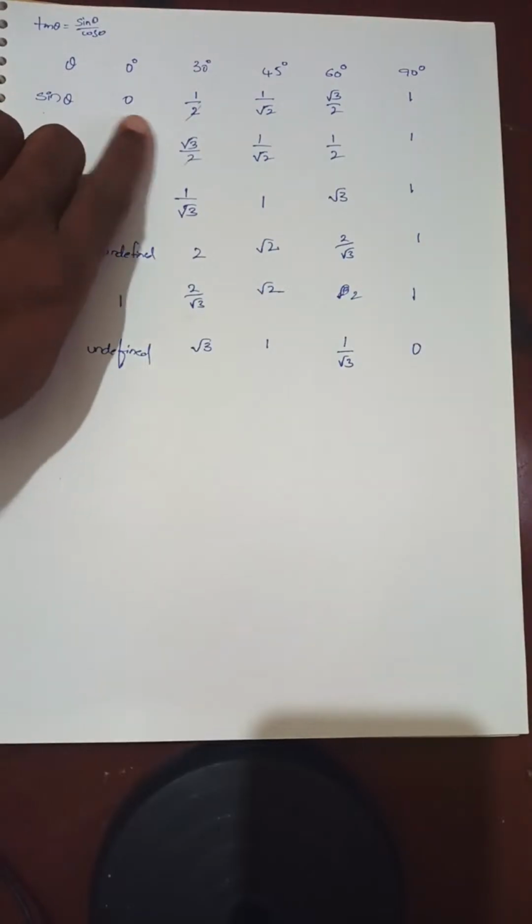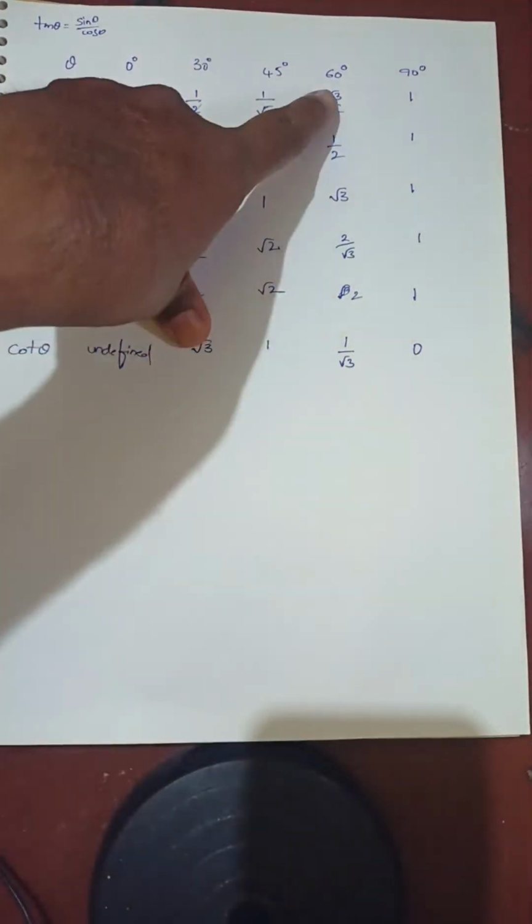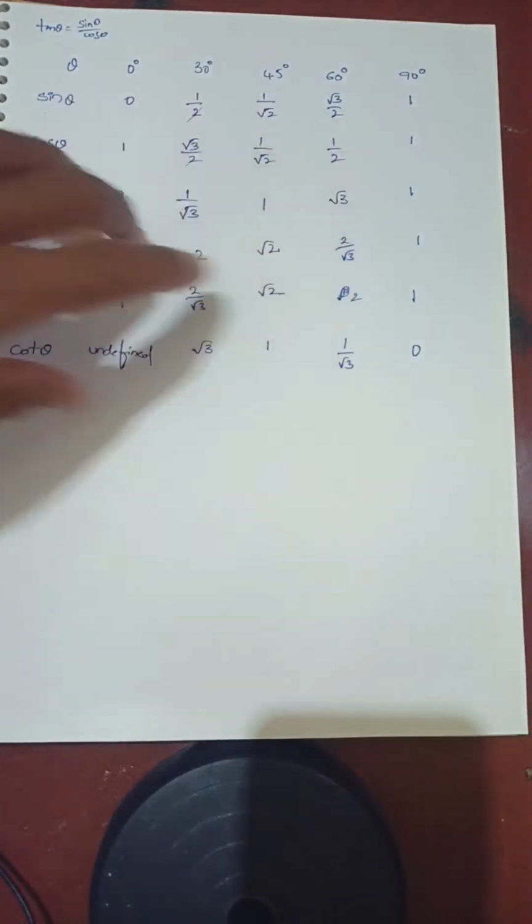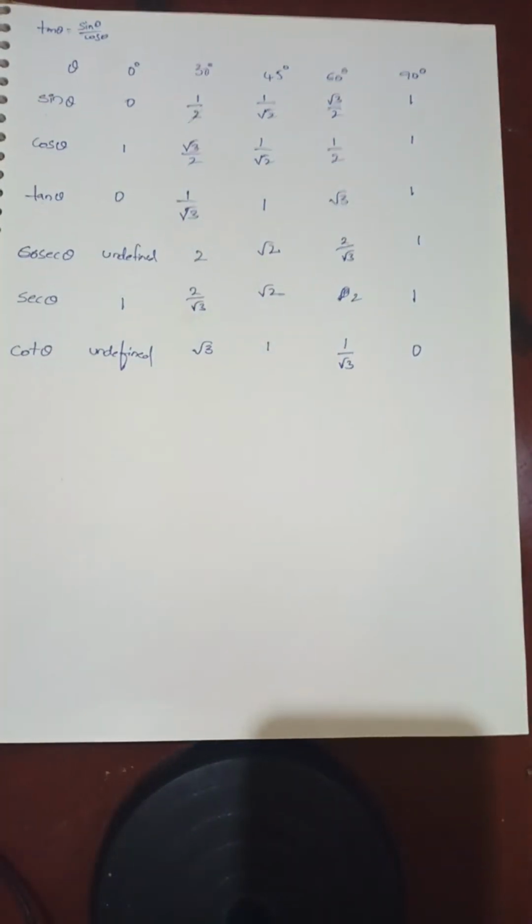So this is about the trigonometric table, which is very important. See, sin 0 value 0, sin 30 value 1 by 2, 45 1 by root 2, 60 root 3 by 2, 1. Right there, right? So if I want to write, I will write in the sentence formation.